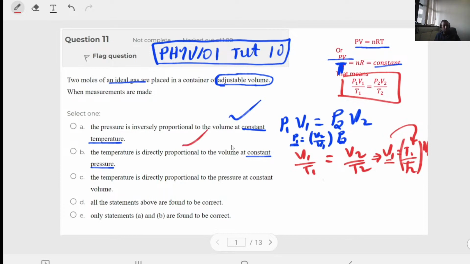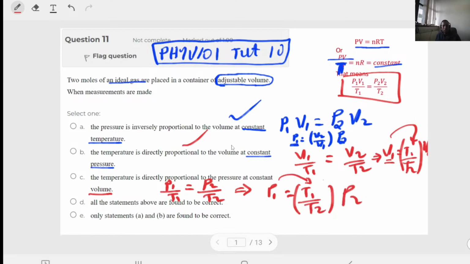This is also true. The third one: the temperature is directly proportional to the pressure at constant volume. Now, in this case, volume is constant. Therefore, I could write that P1 over T1 is equal to P2 over T2 because volume is constant. This implies that P1 is equal to T1 over T2 times P2. Again, the pressure is also directly proportional to the temperature.